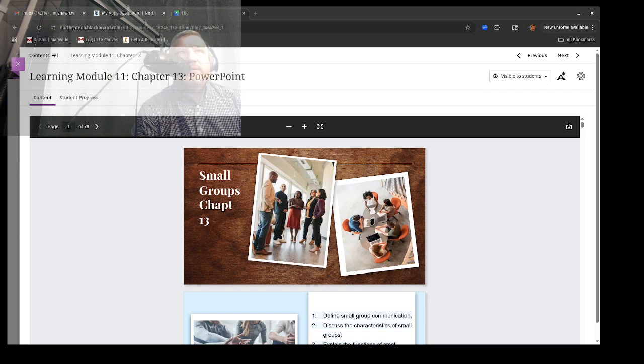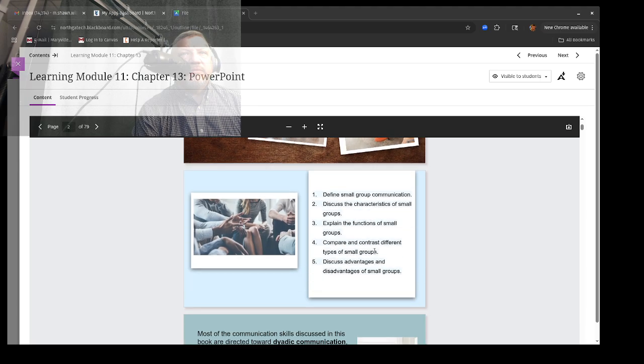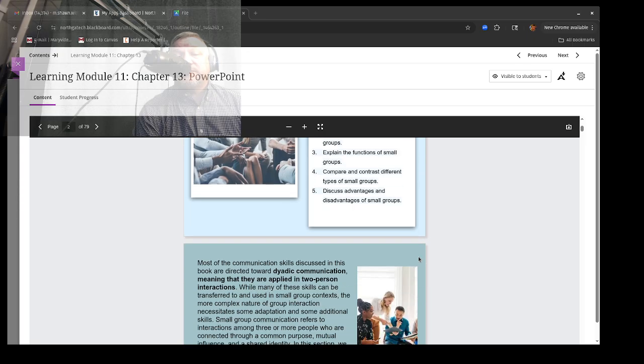Welcome back. Chapter 13. We're moving right through. In Chapter 13, we're going to define small group communication. We're going to discuss the characteristics of small groups. We're going to explain the functions of small groups. We're going to compare and contrast styles of small groups, and discuss the advantages and disadvantages of small groups.